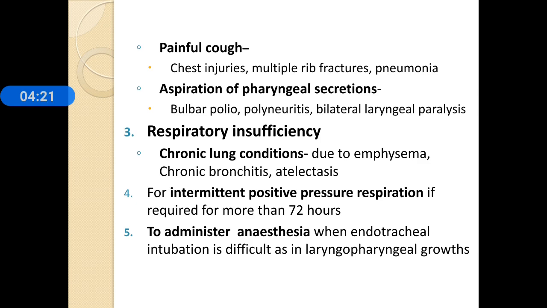Now, the fourth indication is for intermittent positive pressure ventilation when it is required for more than 72 hours. So, for the initial 1 to 3 days, an endotracheal intubation may be enough, but when it is required for more than 3 days or long term, then a tracheostomy is indicated. Now, the fifth indication is for the purpose of administering anesthesia. So whenever endotracheal intubation is difficult, especially in the case of tumors involving the laryngopharyngeal area, then a tracheostomy has to be created and then anesthesia given so that the procedure can be done. So these are the indications for a tracheostomy.